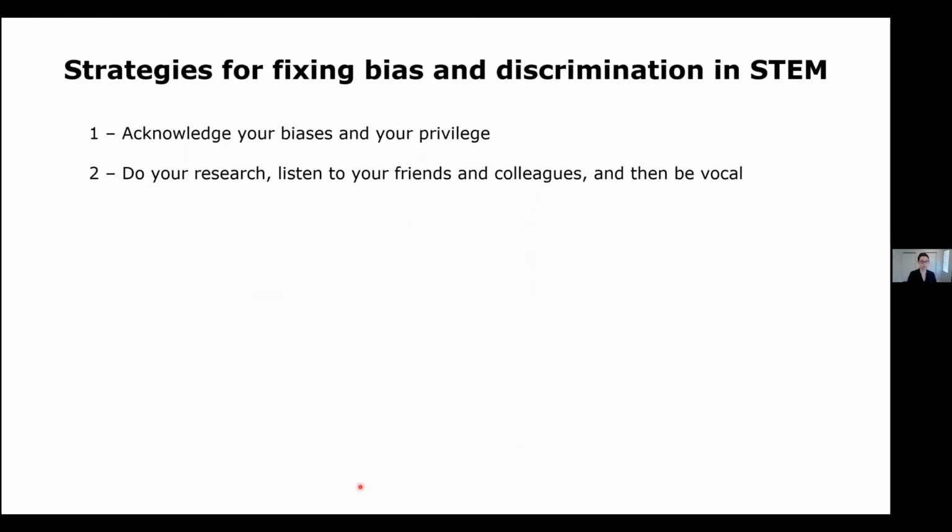So step 2 is to do your research, listen to your friends and colleagues, and then be vocal. It's really important to understand the situation before you're vocal. Not that you should understand it completely or be an expert on it, but you do want to make sure that when you are wading into a situation, you have some understanding of a way to do that without inflicting further damage. And so that's why I put do your research and listen to your friends and colleagues first before being vocal.